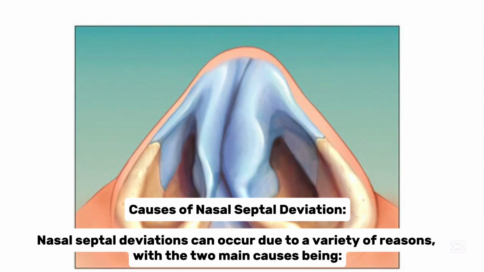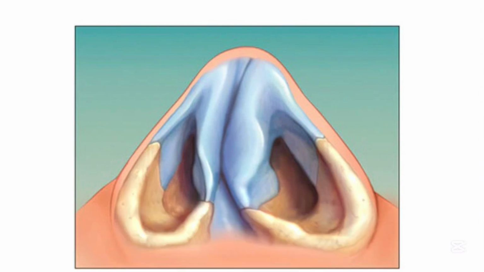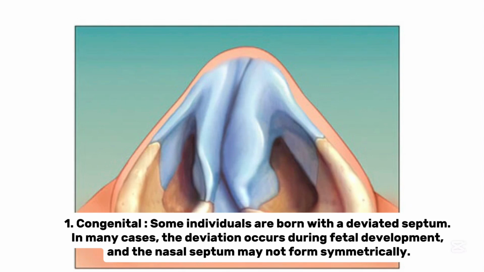Nasal septal deviations can occur due to a variety of reasons, with the two main causes being: 1. Congenital. Some individuals are born with a deviated septum. In many cases, the deviation occurs during fetal development, and the nasal septum may not form symmetrically.